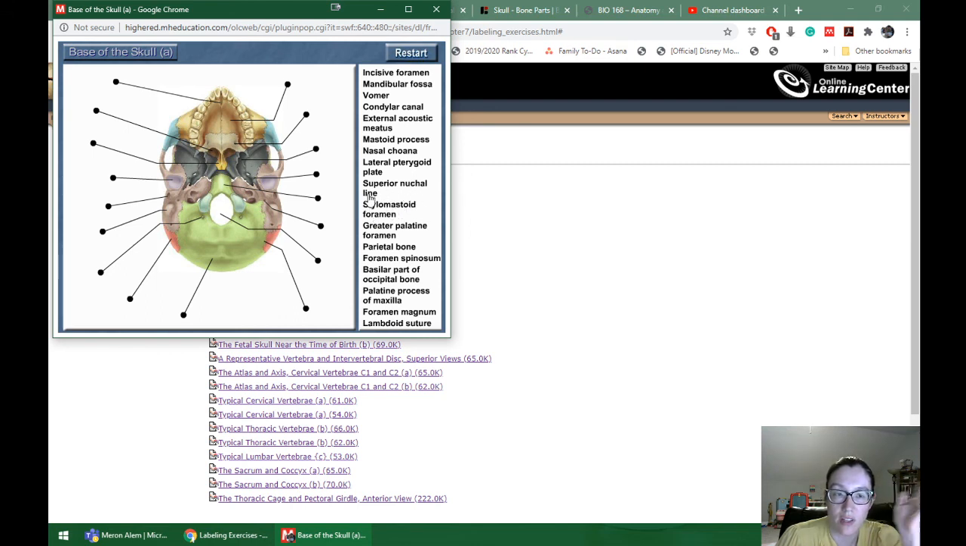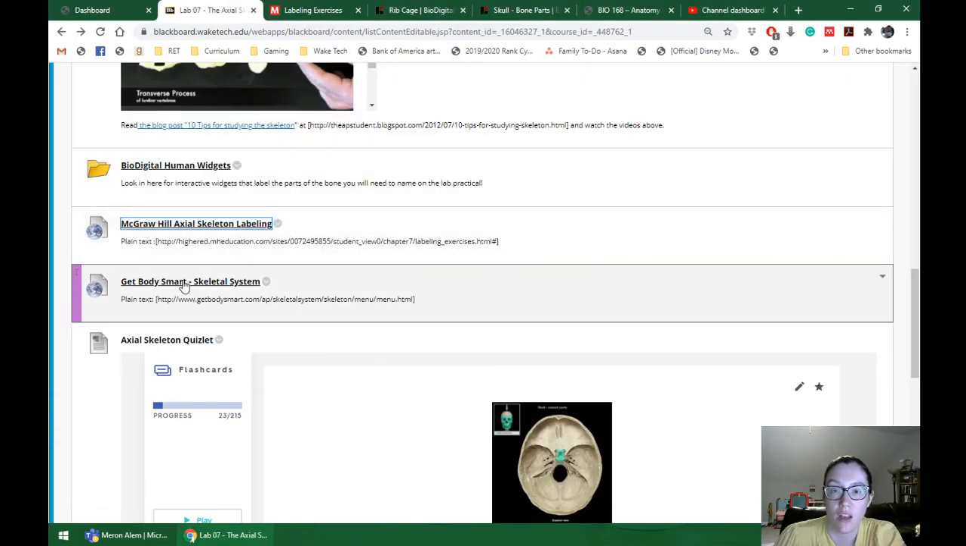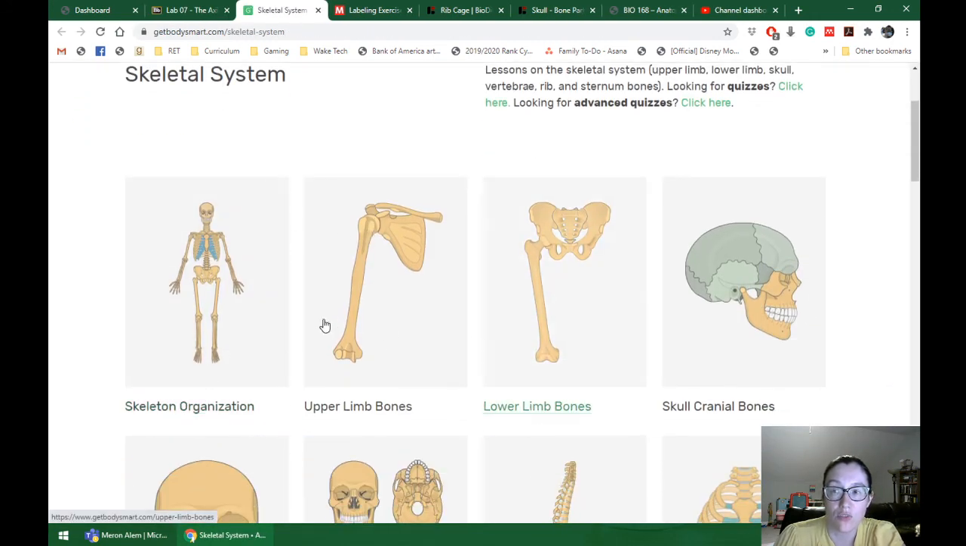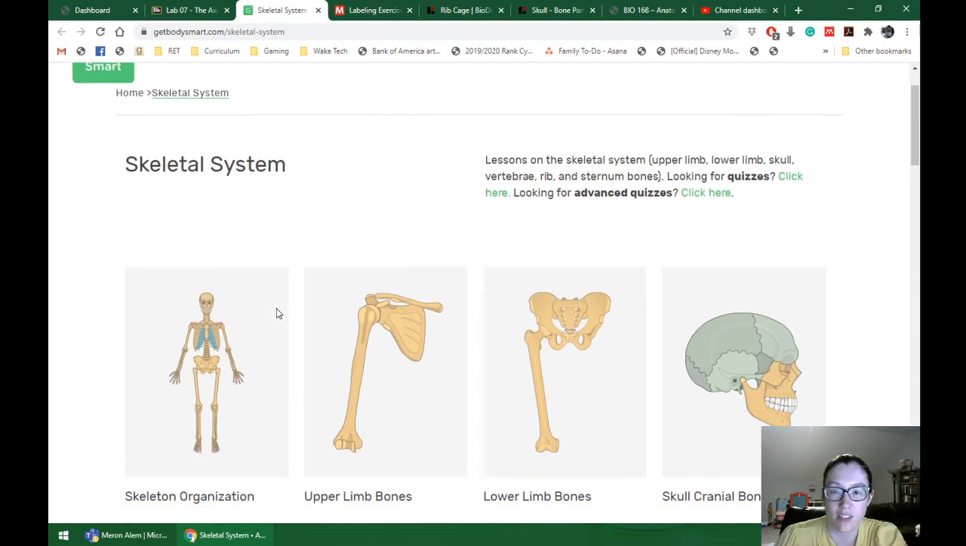So just make sure you look and see which ones you need to know before practicing all of these. They're not specific for what we'll be asking you. And then get Body Smart, the skeletal system. This is really cool. There's also muscular system, nervous system, circulatory system. We're moving into the skeletal system now.